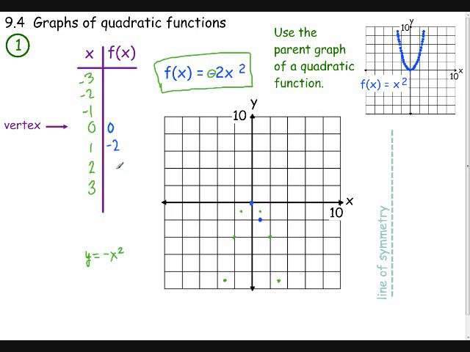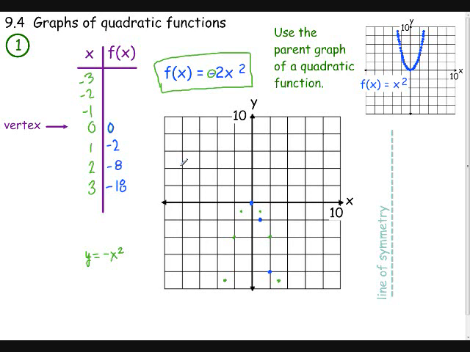I put a positive 2 in. 2 squared is 4 times a negative 2, negative 8. So 2 in and negative 8 out. If I put a 3 in, 3 squared is 9 times a negative 2 gives me negative 18. I'm off the chart.